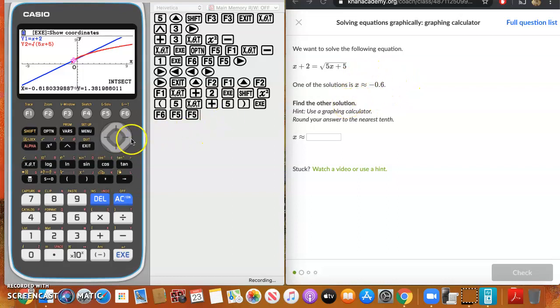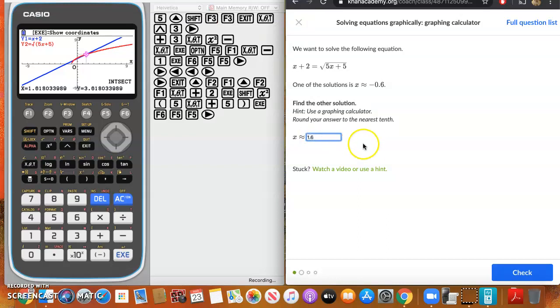So just find the other one by clicking the right arrow, and you have the other one, which is approximately 1.618, rounded to the nearest tenth is 1.6. And let's check. And that is correct. Okay, guys? All right.